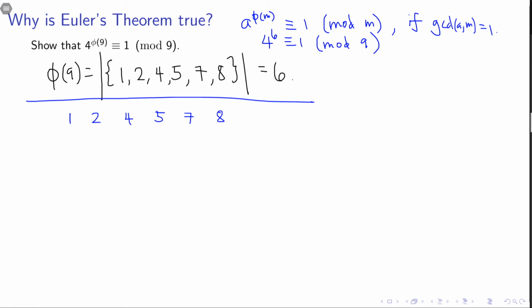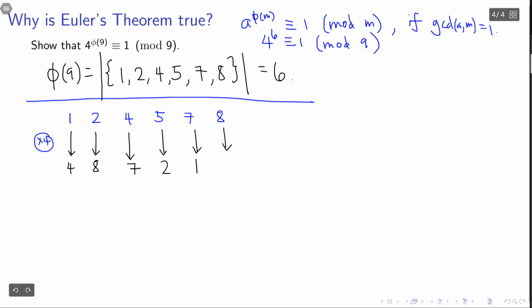And let's multiply all of them by 4 and reduce modulo 9. Okay, so let's multiply by 4. What am I going to get there? 1 becomes 4, 2 becomes 8, 4 becomes 16, which is 7, right? You're reducing modulo 9. 5 becomes 2, 7 becomes 28, which is 1, and then finally 8 becomes 32, which is 5.